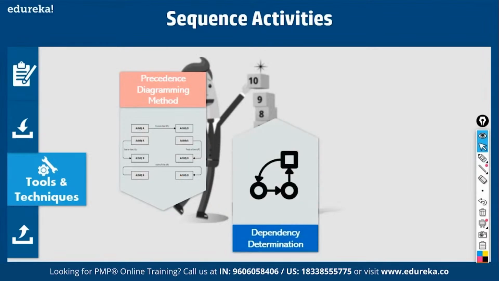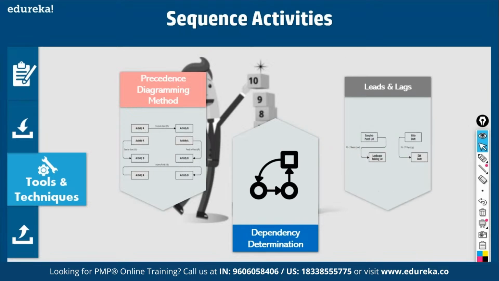Then dependency determination. That is what we saw now, right? Then leads and lags. This is a lead. What does it mean? Let's say this takes 10 days and this takes 10 days. It should normally be 10 plus 10, 20 days. But you are introducing a lead in the successor activity, let's say by 5 days. It will reduce the duration by 5 days. It becomes 15. So lead has the effect of reducing the duration.